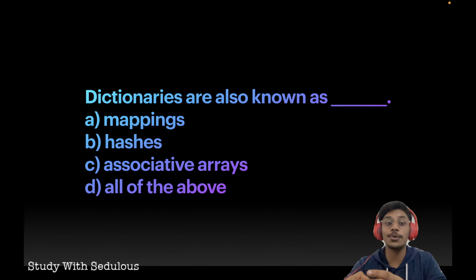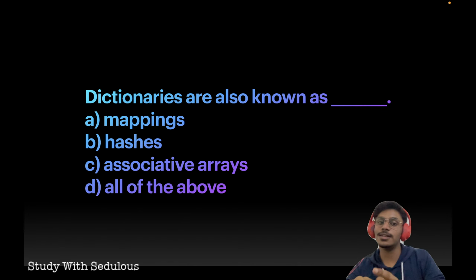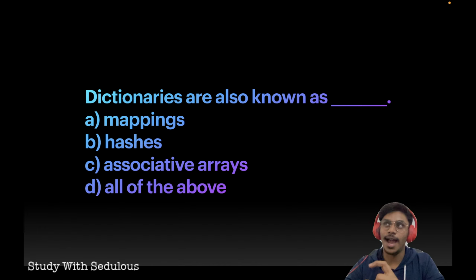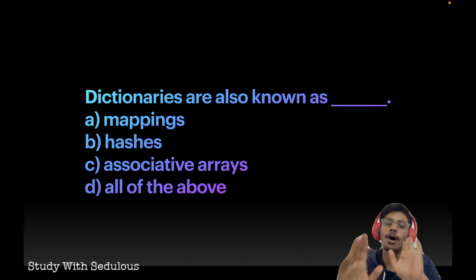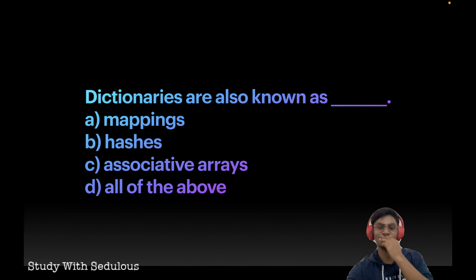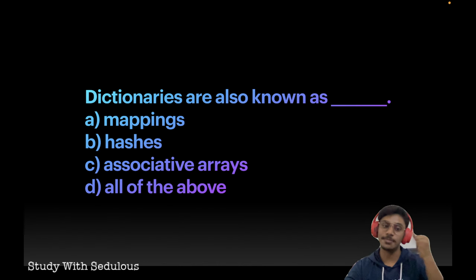Dictionaries are also known as... Okay, this is an 11th standard portion actually. In the true sense, it's an 11th standard portion. We studied this in 11th standard in a very small manner. It is called mapping, it is called hashes, it is called associative arrays. So the answer is option D, all of the above. Dictionaries are also known as mapping, hashes, associative arrays.